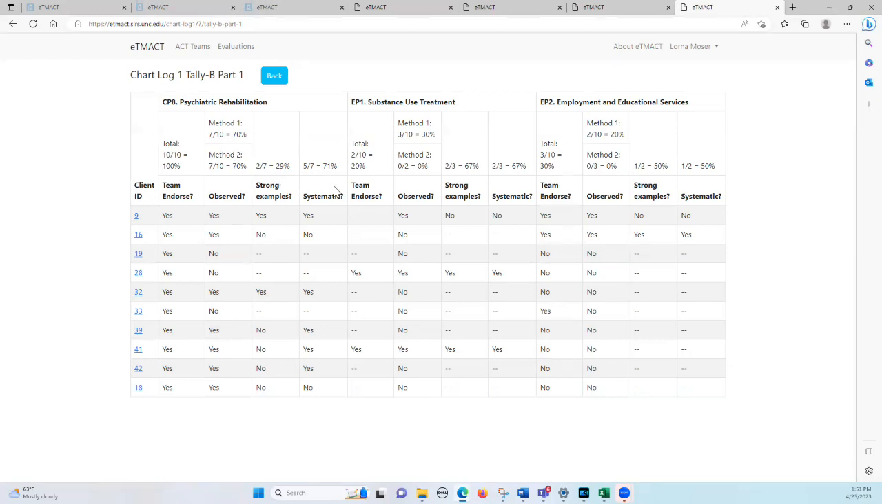And similarly, of those where we saw examples of psych rehab in that chart, was it systematically delivered, meaning more than one service note had psych rehab checked? Here was 5 of 7, 71%. This information gets used in the rating tool for full responsibility for psychiatric rehabilitation. Similarly, will be true for each of these areas.